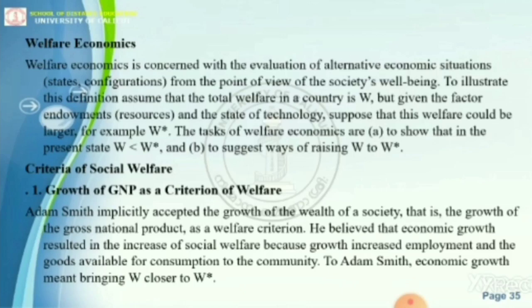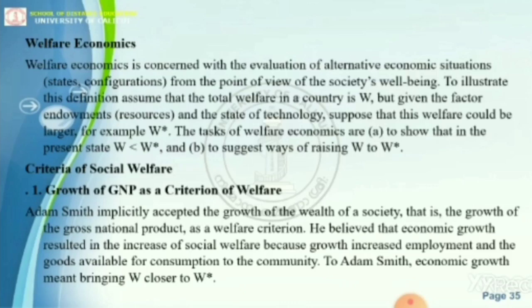Then the criteria of social welfare. What are the different criteria for social welfare? One is growth of GNP as a criterion of social welfare. GNP, our Gross National Product, means that our national income increases. This is the first criterion for welfare. Adam Smith implicitly accepted the growth of the wealth of the society, that is the growth of the gross national product, as a welfare criterion.